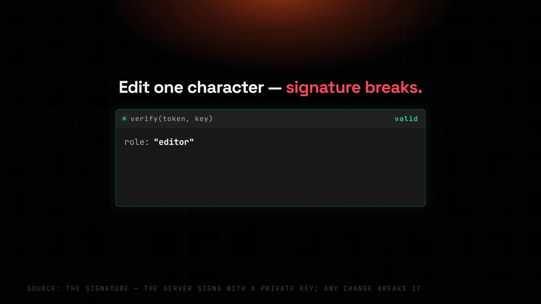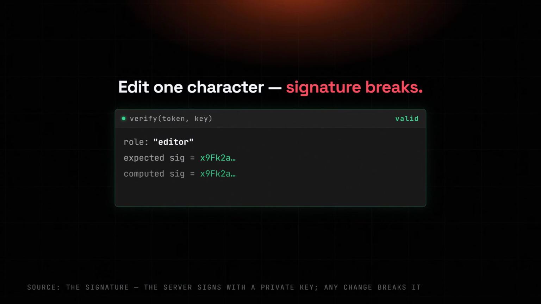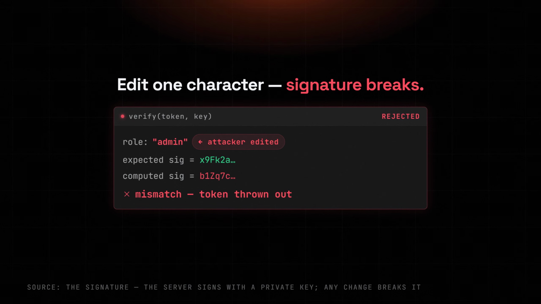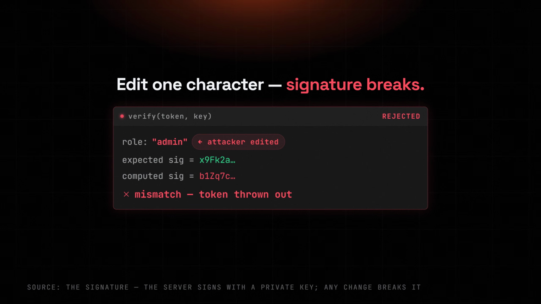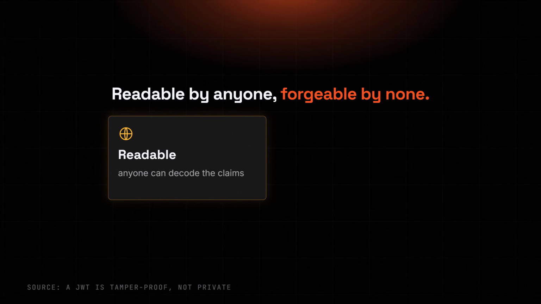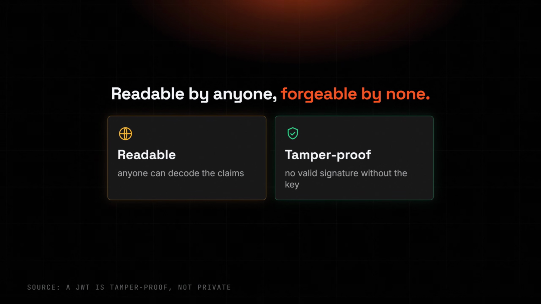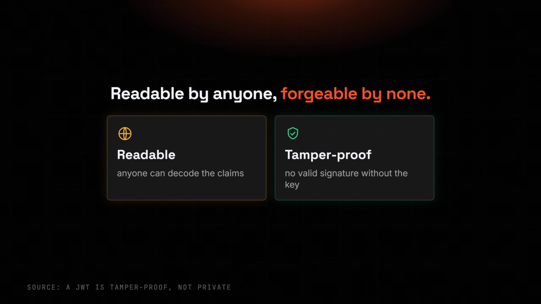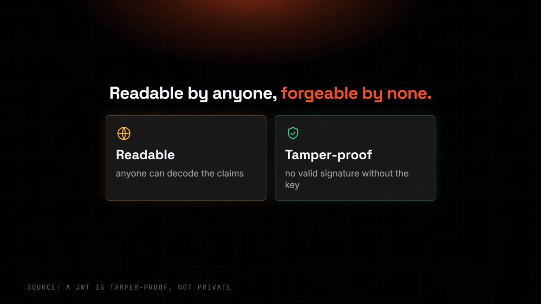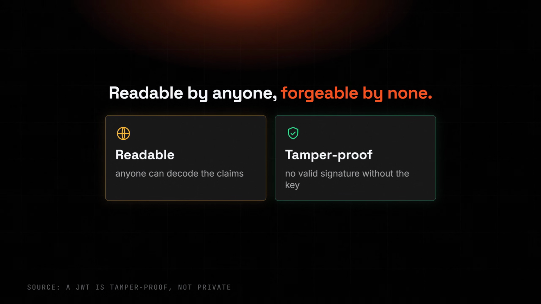So then what stops an attacker from just editing the payload to say they are an admin? The signature. The server signs the header and payload together with a key only it knows. Change a single character, and the signature no longer matches, so the token is thrown out. And that is the whole quiet genius of it. A JWT is readable by anyone, yet forgeable by no one. It is tamper-proof, not private. It lets the server trust the claims are genuine without having to remember a single thing about you.